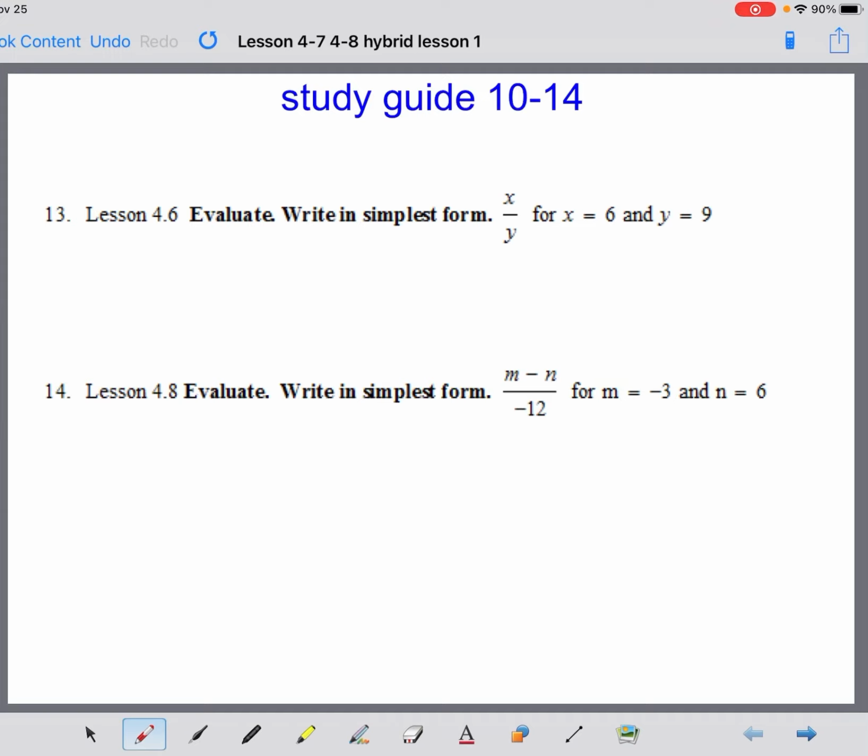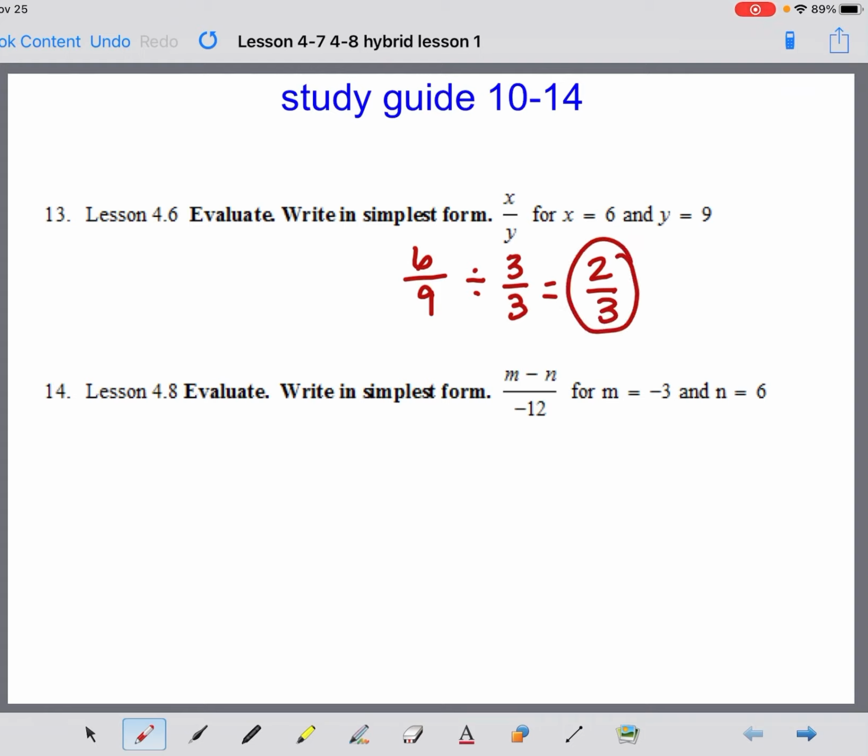In this first example, you are asked to evaluate and write the expression in simplest form. x divided by y for x equals 6 and y equals 9. When I substitute those numbers into the expression, I get 6/9. I can reduce that by dividing by the greatest common factor, and I get 2/3.